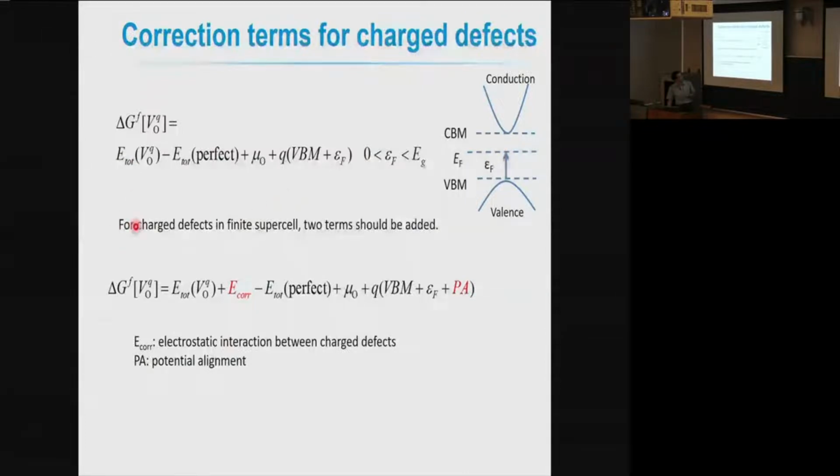Because of the finite cell effect, actually two terms should be added here. One is the correction energy, this E_corr. This is the electrostatic interaction between the charged defects. So in the really big supercell, which should correspond to the actual system, in that case, there's no interaction between the defects because they are so far away. All right, but in our case, we are repeating them in a small supercell. Therefore, there is an electrostatic interaction between them.